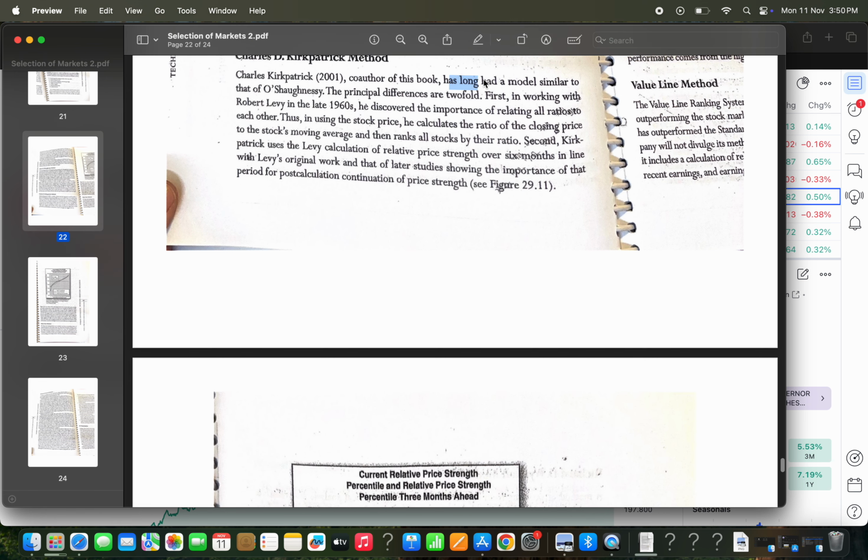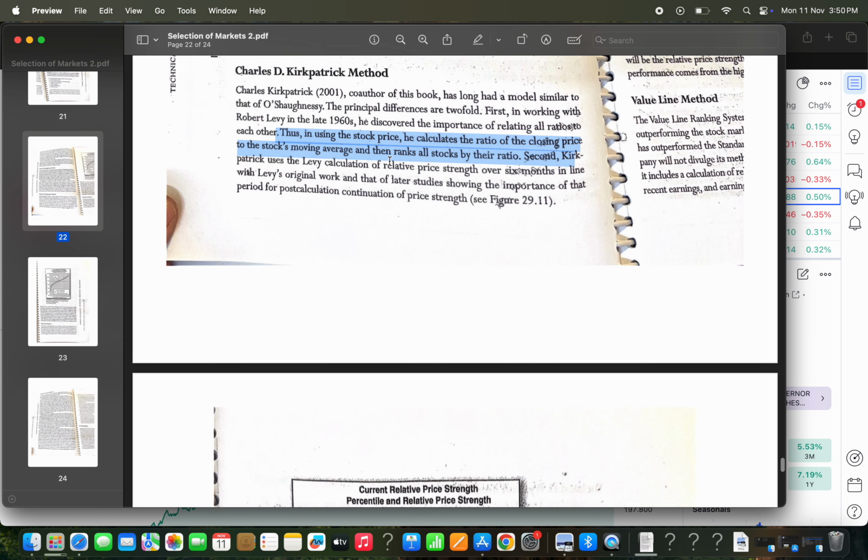He has long had a model similar to that of James O'Shaughnessy. The principal differences are twofold. First, in working with Robert Levy in the late 1960s, he discovered the importance of relating all ratios to each other. Thus, in using the stock price, he calculates the ratio of the closing price to the stock market's moving average and then ranks all stocks by their ratio.